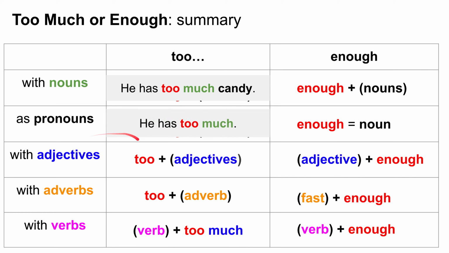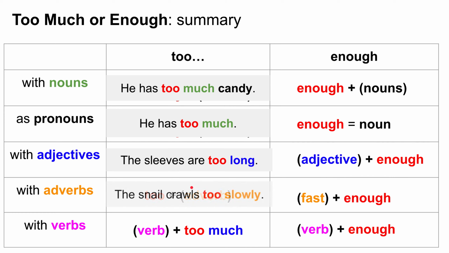With adjectives, we say too plus the adjective. So for example, the sleeves are too long. The adjective is long. With adverbs, we say too plus adverb. So for example, the snail crawls too slowly. Slowly is the adverb. With verbs, we say verb plus too much. It has to be too much. For example, he ate too much.